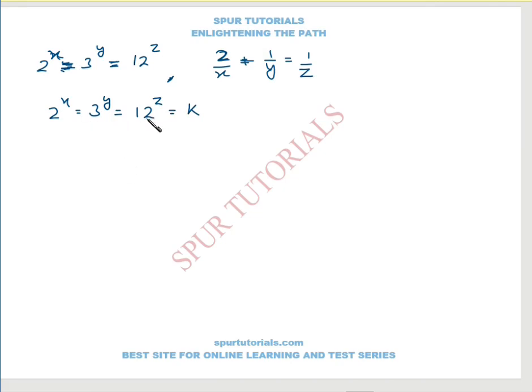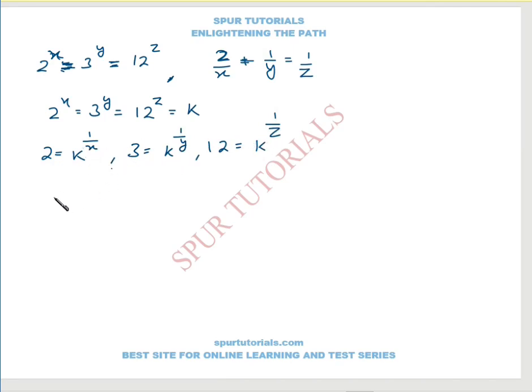And from this you may find values of x, y, z, or you may require to find something else. But in this case we have to prove this. How can we prove this? So first of all we will arrange the terms in this pattern. If we take the xth root of the first term, 2 can be written like this: 2 is equal to k raised to power 1 by x. Similarly 3 is equal to k raised to power 1 by y, and similarly 12 is equal to k raised to power 1 by z. Got it?